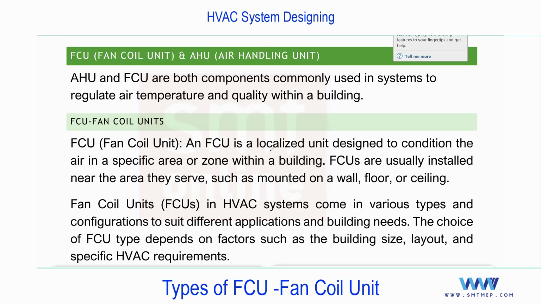So an FCU is a localized unit. Localized means we can consider it a single unit to condition air in a specific area or zone within a building. Compared with the AHU, an AHU can be used to supply air for multiple spaces, but an FCU is for one space.